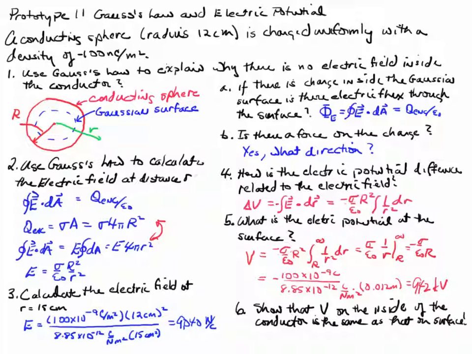Now show that V on the inside of the conductor is the same as that on the surface. Take a few minutes and try to work it out. Use the fact that E is equal to minus dV dx. I will end there and let you figure that last part out.